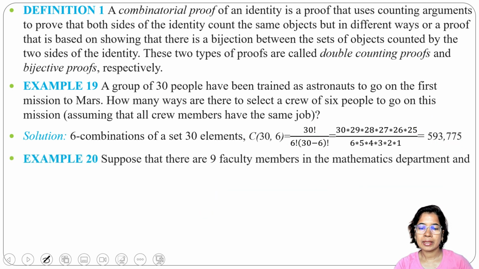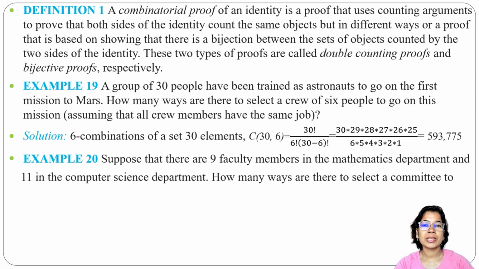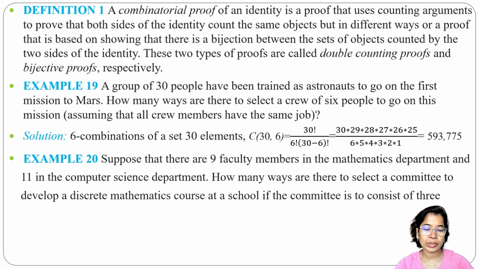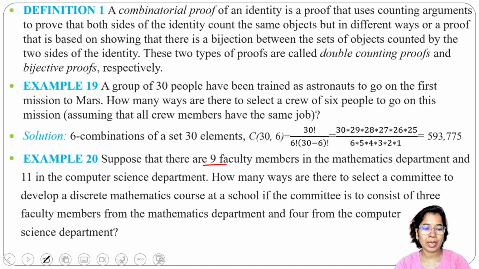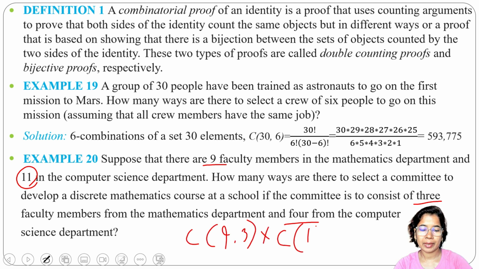Next, example 20. Suppose there are 9 faculty members in a mathematics department and 11 in the computer science department. How many ways are there to select a committee to develop a discrete mathematics course at a school if the committee is to consist of 3 faculty members from the mathematics department and 4 from the computer science department? In the mathematics department there are 9 faculty, from which we need to choose 3, and in computer science there are 11 faculty, from which we need to choose 4. So it will be C(9,3) multiplied by C(11,4). From 9 mathematics faculty we'll choose 3, and from 11 computer science faculty we'll choose 4.